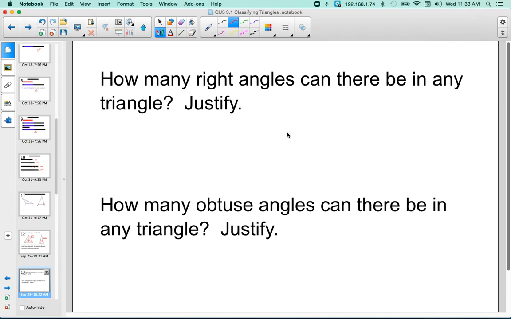How many right angles can there be in a triangle? Well, we talked about this. One. How many obtuse angles can there be in a triangle? One. I didn't show this before, but if I have an obtuse angle, there's no way I can make another obtuse angle. In order to connect those sides, you're going to get two acute angles. So there can only be one. One obtuse angle and one right angle within triangles.